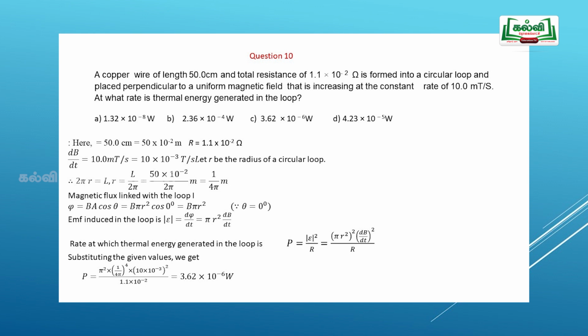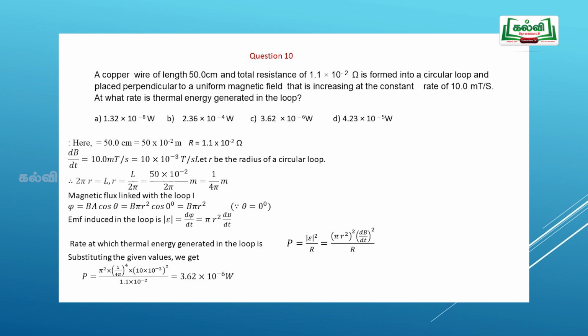You have copper wire of length 50 centimeter. L is given. Resistance is given, is formed. Now, there is a small trick here. The length of the wire is 50. It is formed into a circular loop. So, what is it you have to find out? The radius. That is the first step then, right? 50 centimeter is the length of the wire. Now, 2 pi r is equal to 50, then r you have to calculate. It is 1.1 into 10 power minus 2.